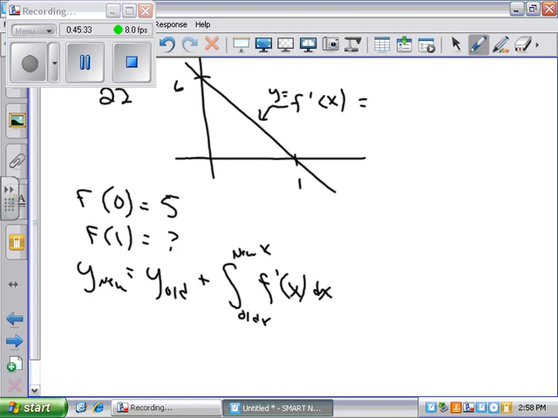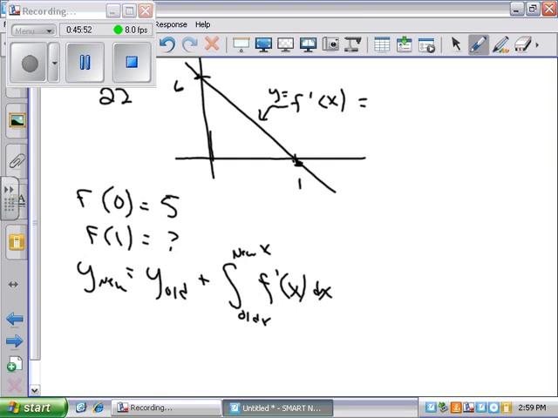The y-intercept is 6. What's its slope? Well, the line is 6x. If you look at these two points, it's down 6 over 1, right? So the slope has got to be negative 6 over 1, or negative 6.